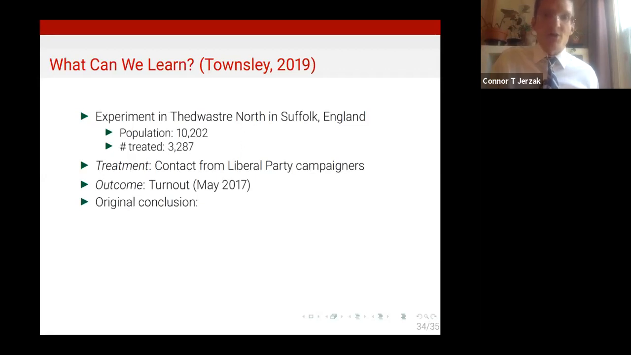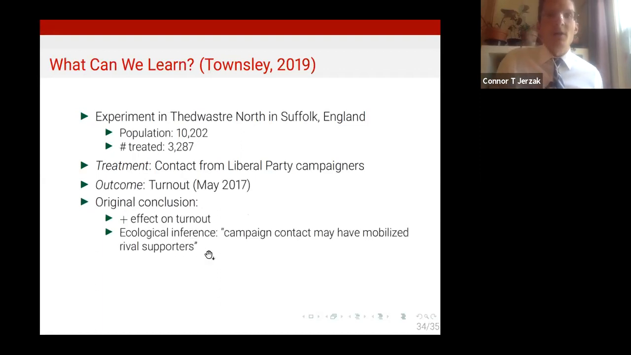The original conclusion of the study was that the effect of the intervention was positive on turnout. So the original study showed that people who received the treatment directly were more likely to turn out to vote. Moreover, Townsley examined the vote totals, using ecological inference, and compared those to other elections that took place previously, and concluded that the campaign contact may have mobilized rival supporters. That is, campaign contact may have mobilized people not from the Liberal Party, but from other parties to vote.